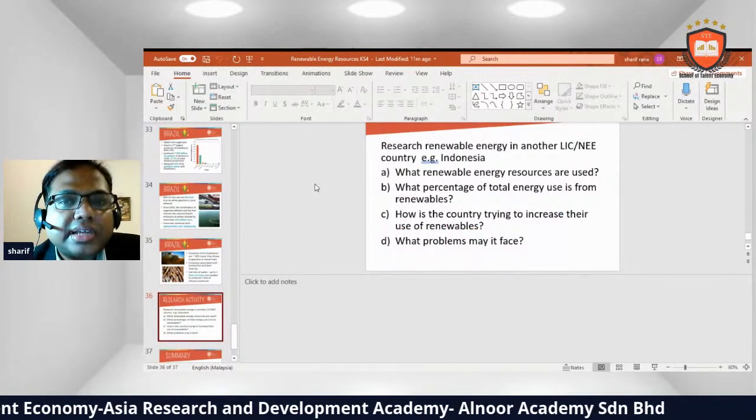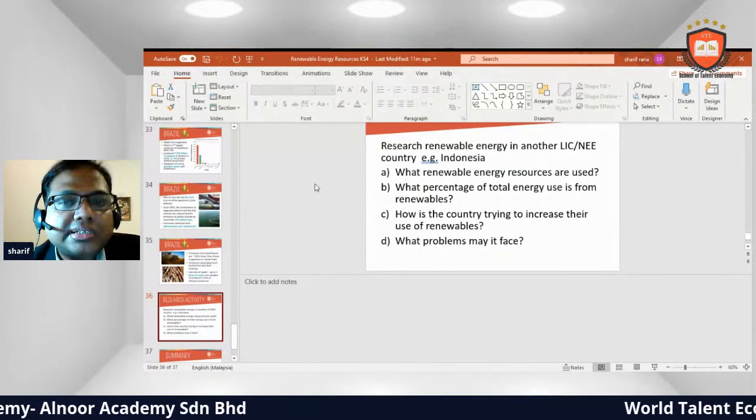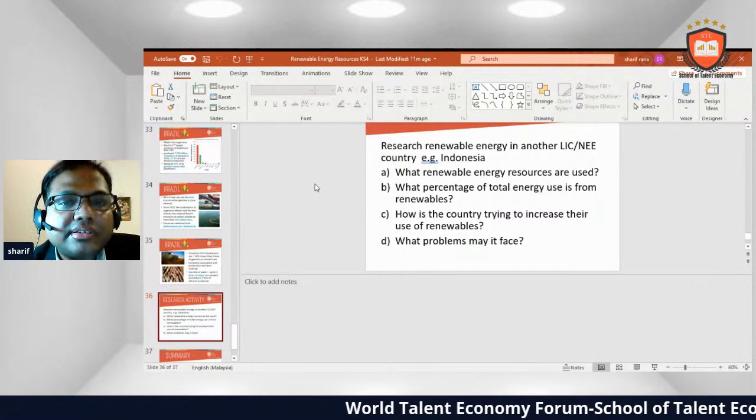Research renewable energies in another new country, Indonesia. What renewable energy resources are used? What percentage of the total energy use is from renewables? How is the country trying to increase its use of renewables? What problems may it face?